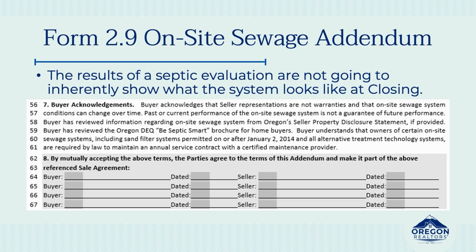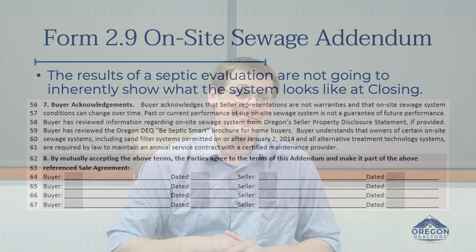A buyer is encouraged to review DEQ's Be Septic Smart brochure. It just tells them all sorts of things about septic systems and what can go wrong, what could go right. So the buyer needs to look into those things, and they do understand. By signing this agreement, they acknowledge and understand that if they have some specific types of septic systems, for example, sand filter systems that were permitted after 2014, there may be some additional maintenance and service contracts that are required on those systems because they're essentially at law. There are additional standards for how they are maintained. That's essentially all there is on the septic addendum.